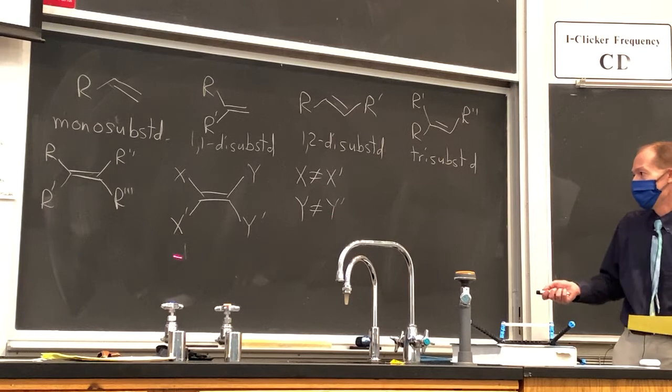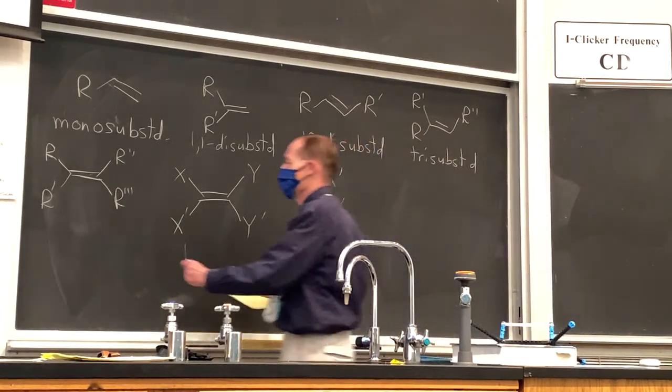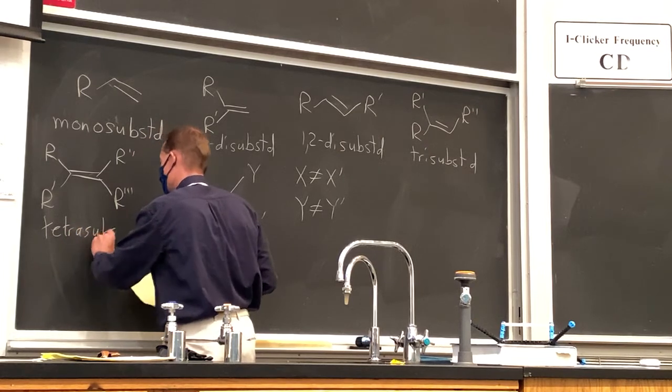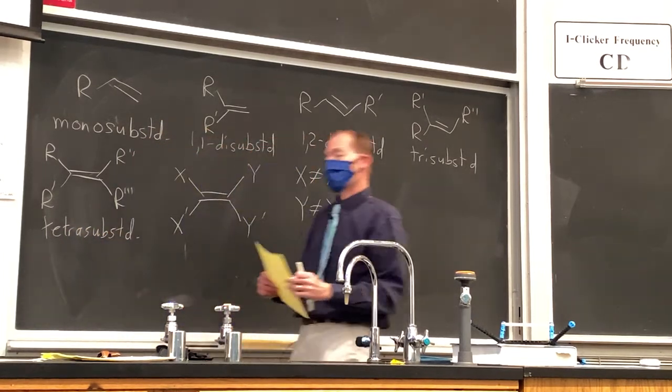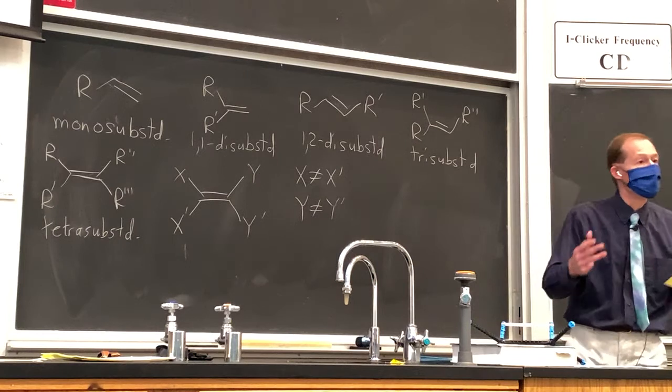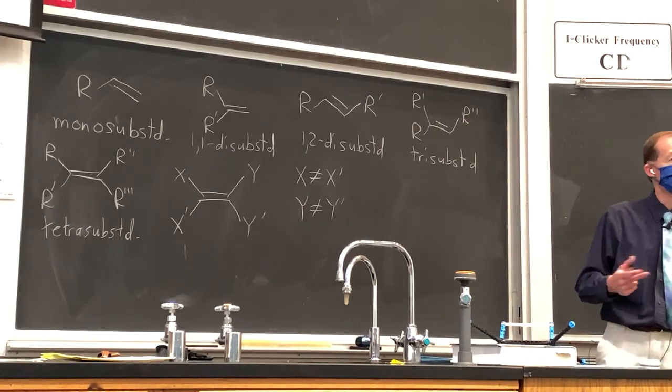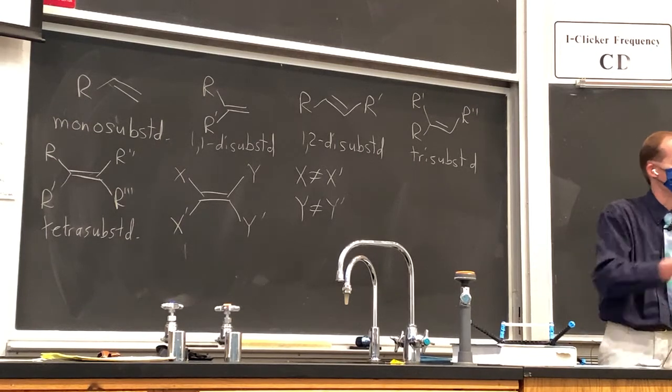And then this one is tetrasubstituted. I forgot to write tetrasubstituted up here. But with tri or tetrasubstituted alkenes, it depends. It depends on the groups. Sometimes you would have cis and trans isomers, other times you would not. Question?